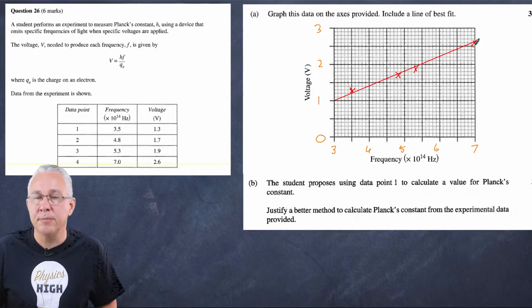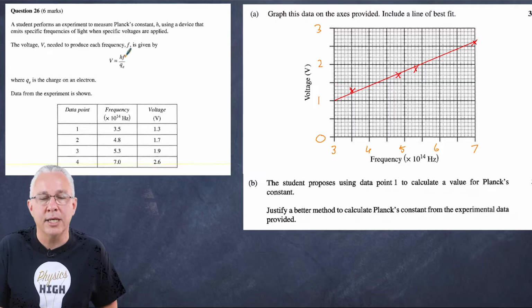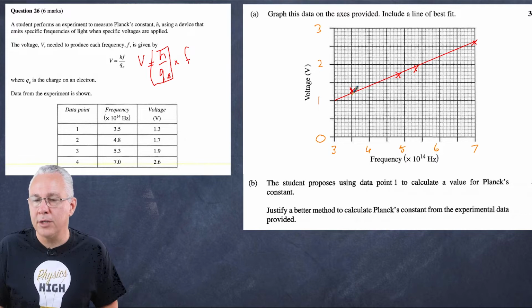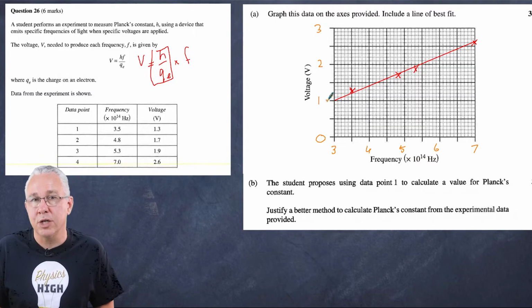Why do we do a line of best fit? Because it gives us the averages of all the values. Because in this formula, you can see that V is equal to h over Q multiplied by f. In other words, according to my line, this is a linear trend. And so although I can substitute values in here, by having multiple values and drawing a line of best fit, I am averaging out my results. That means a greater reliability in my results.